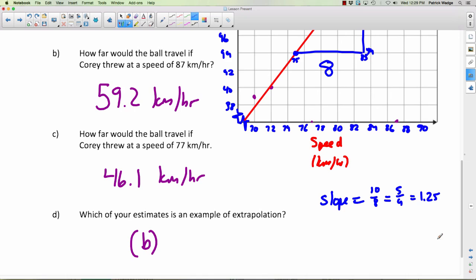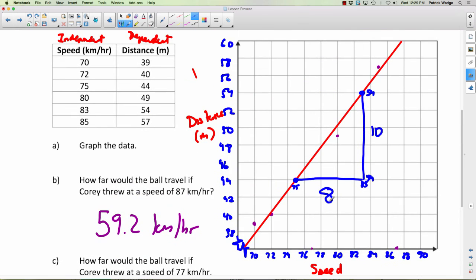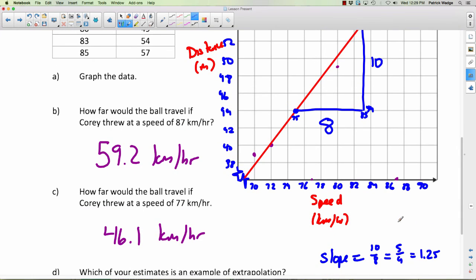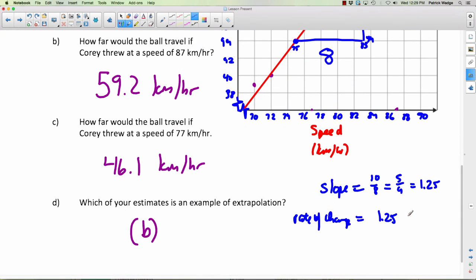Hey, you know what else we could find? What's the rate of change? Remember, rate of change is just the same as slope. So it'd be 1.25. But 1.25 what? Meters per kilometers an hour. That's weird, but it actually is what it is. 1.25 meters per kilometer an hour. That means for every extra kilometer an hour he throws the ball is going to travel another 1.25 meters.